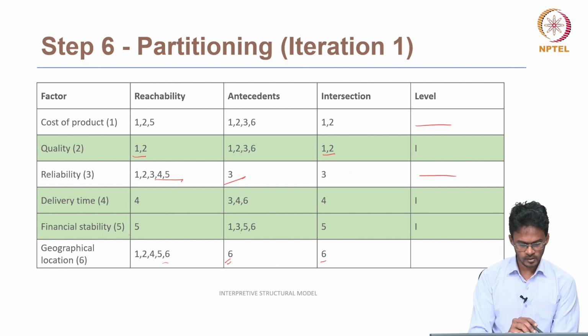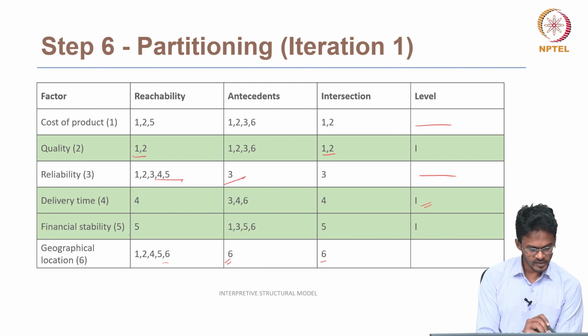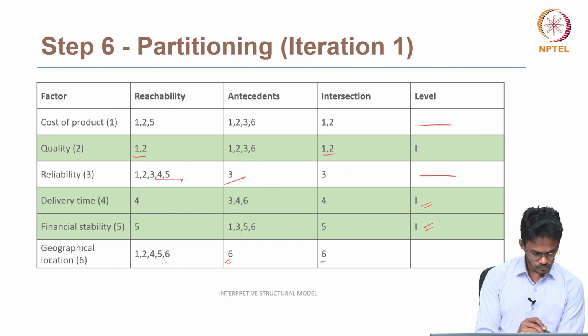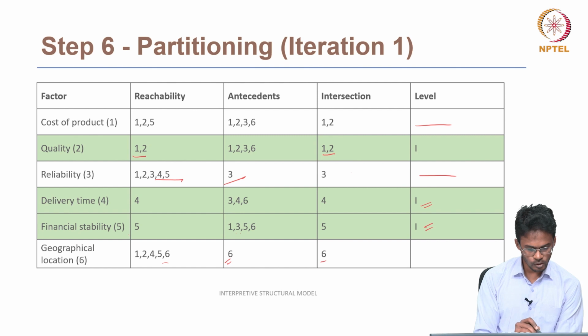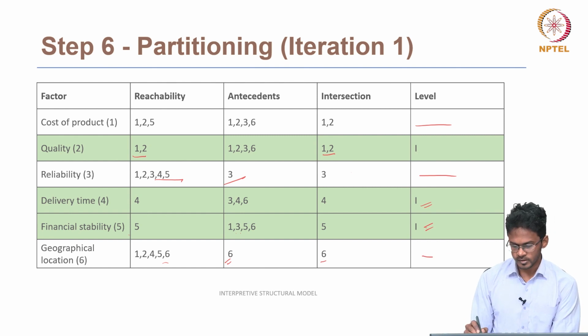As the delivery time is getting the level in this iteration, it will be also given level 1. Similarly, financial stability, the reachability is 5 and intersection is 5. So, there will be a level as both are same. It will be also given level 1. As this is the first iteration, we are giving level 1 to the factors which are getting the levels. For geographical location, the reachability and intersection are not same. So, we will skip it.